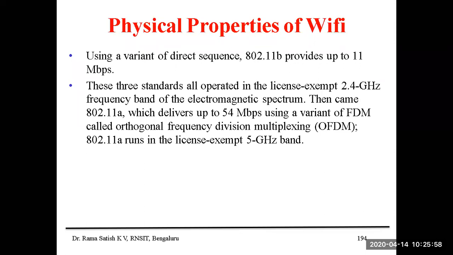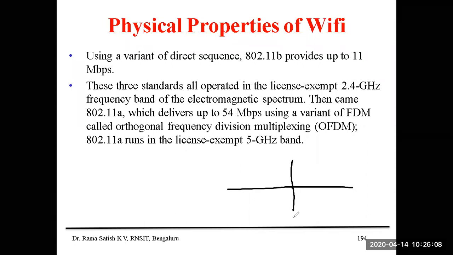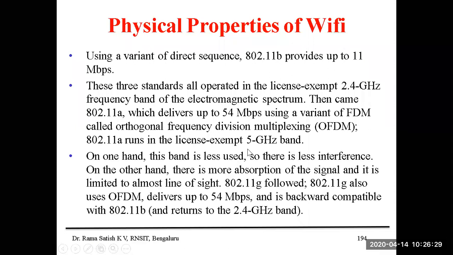So 4 waves in the sense, if you look at the wave parameter, one wave horizontal, another wave vertical, and so on, in all 4 directions. So you can expect the data to be transmitted. So, orthogonal frequency transmission. 802.11a runs on a license, so you need to have a license in order to run this. On the one hand, this band is less used, so there is less interference. Of course, there is more absorption of signal, and it is limited to almost line of sight.